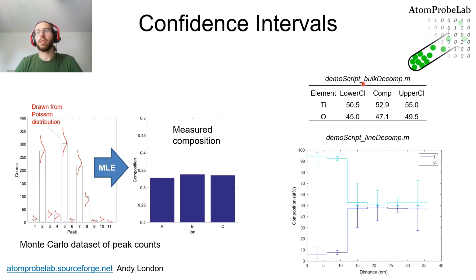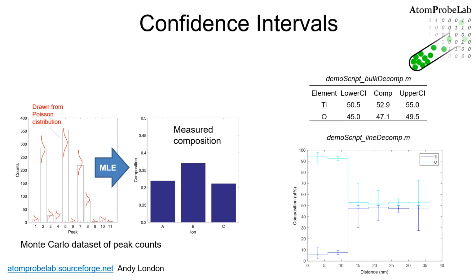Now there's a couple of demo scripts that show this overlap solving. One of them does it when you have a bulk dataset where you just want one answer for the whole dataset. This gives you the lower and upper confidence intervals as well as your estimate for your composition. And there's another one which does overlap solved line profiles where you get the composition and an error bar for each of the different positions along your line profile for however many bins that you've chosen. The confidence interval estimation takes into account the effect of the local background subtraction, and you can also output the results as weight or atomic percent if you want.